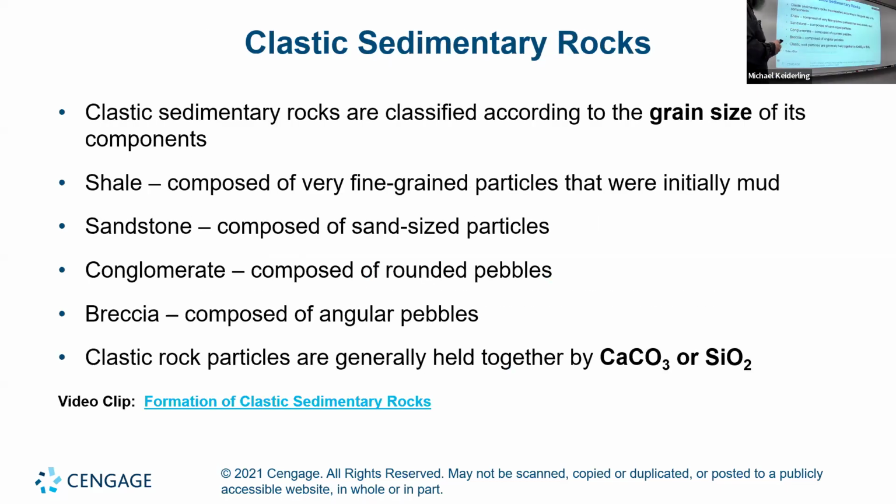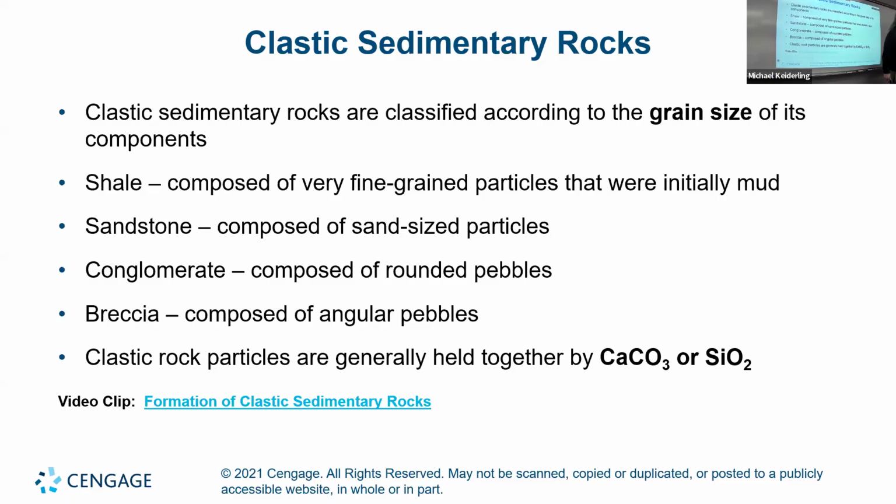So clastic sedimentary rocks are classified according to the grain size of their components. Shale, for example, is composed of very fine grained particles that were initially mud. Sandstone is composed of sand-sized particles. And then if it's composed of little pebbles, if those pebbles are rounded and they've been carried in a stream, that's conglomerate. If they're angular, that's called breccia.